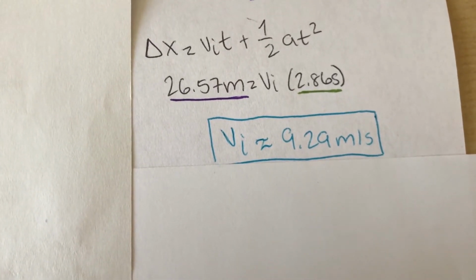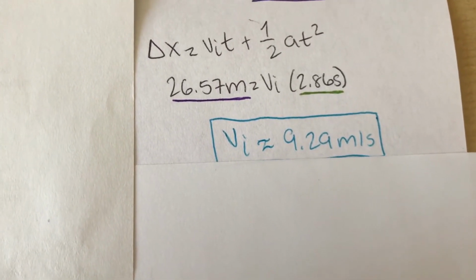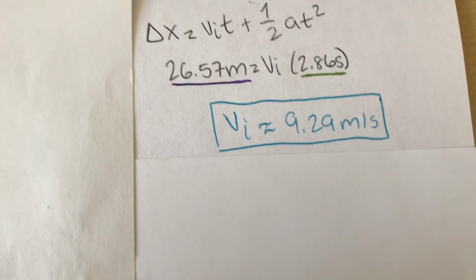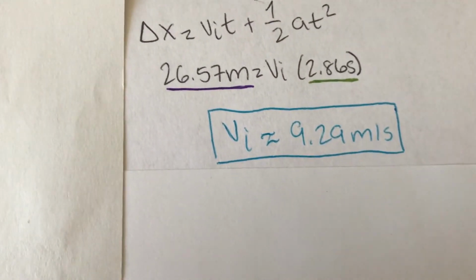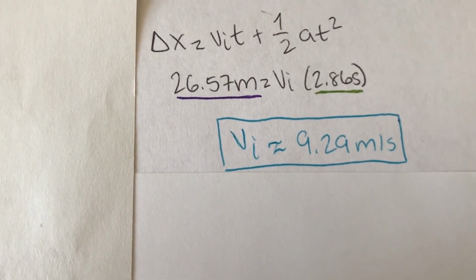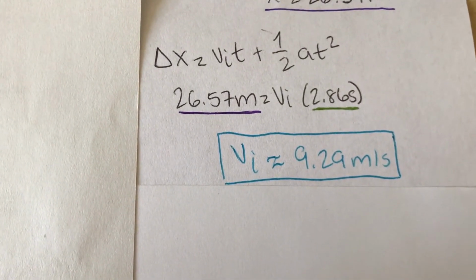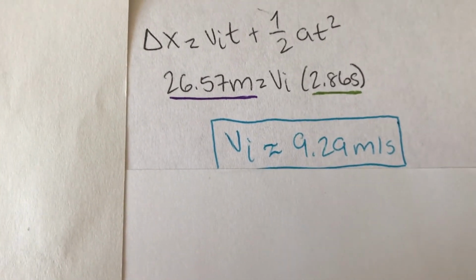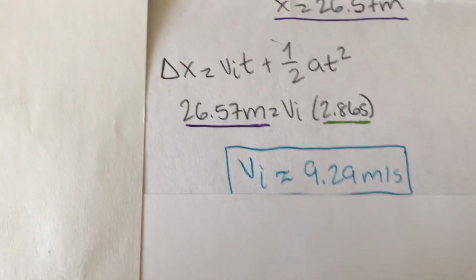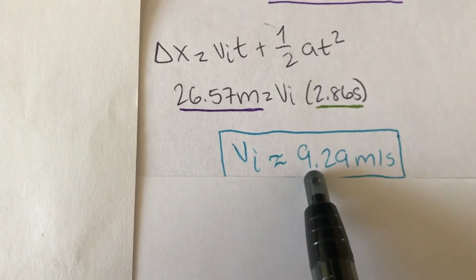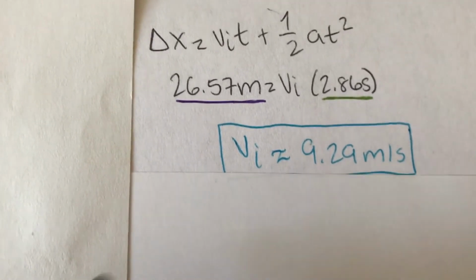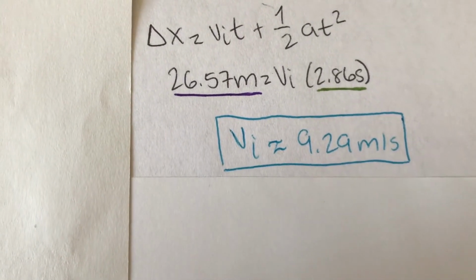And that is your answer, because since in the problem it says that the rock is kicked with a horizontal initial velocity, we found out that the vertical initial velocity is 0 meters per second, which means that all we're trying to find is the horizontal component without any vertical component. And we found it. That is the horizontal component of the initial velocity, which is the only component of initial velocity. It's 9.29 meters per second.